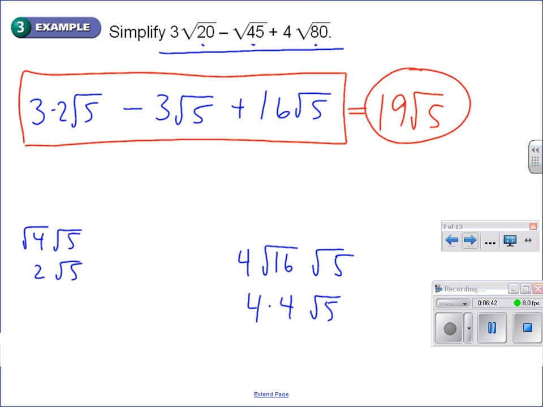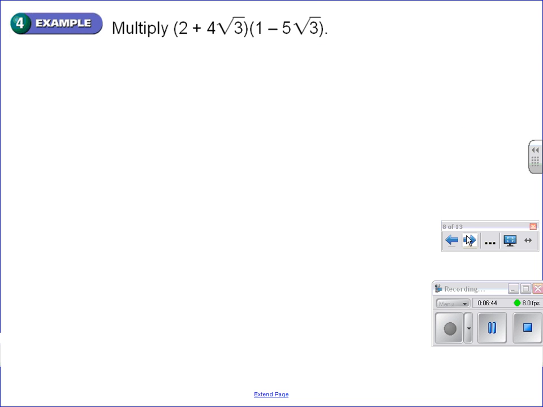Let's go ahead and move on to multiplication. Okay, so multiplication is going to work like this. I have binomials here and I'm going to multiply. We all know we're going to distribute, or we shortcut call it FOIL. So 2 times 1 is 2. And 2 times, I'll just do this down here in the margin, minus negative 5 square root of 3.